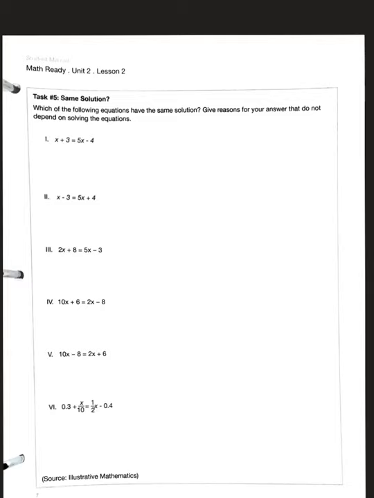First thing, let's read the directions. Which of the following equations have the same solution? Give reasons for your answer that do not depend on solving the equations. I'm okay if you don't do that and you actually solve each equation, because we are reviewing how to solve equations at this point. But I will explain what they mean by give reasons for your answer that do not depend on solving them. Okay, let's look at number 1.